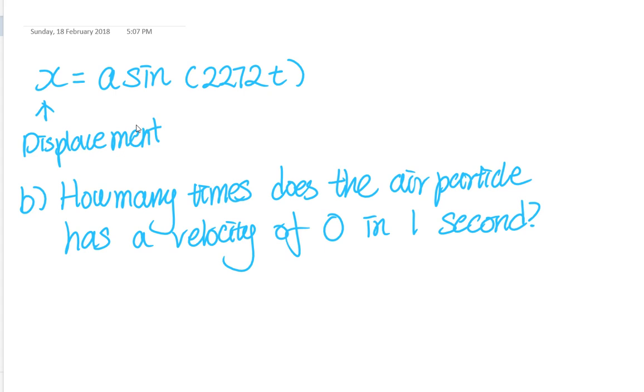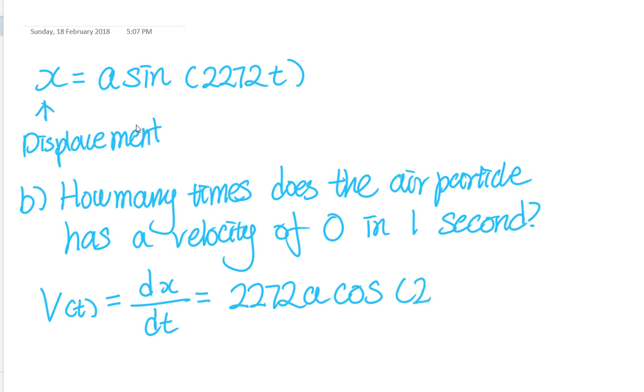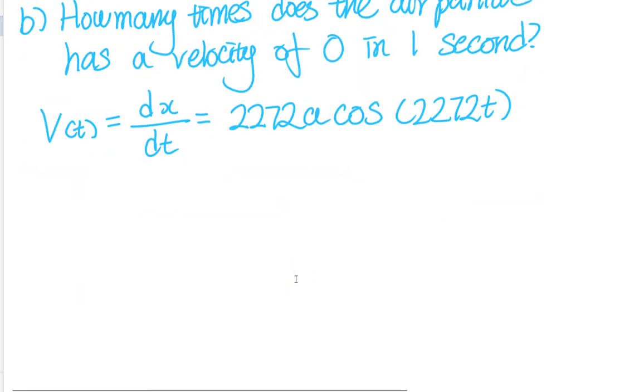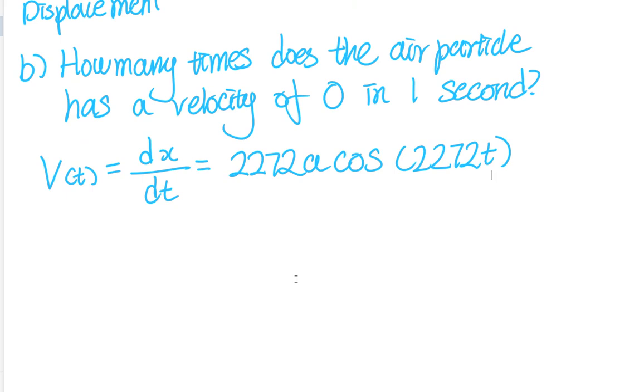So what we did is, since we got the displacement formula, we need to differentiate the displacement formula with respect to time to give us the velocity formula, right? So the velocity is equal to differentiating the displacement with respect to time, which is 2272 A cos(2272 t). That's the derivative.